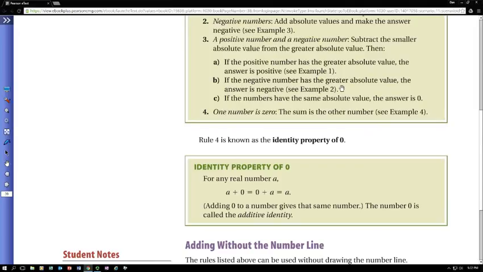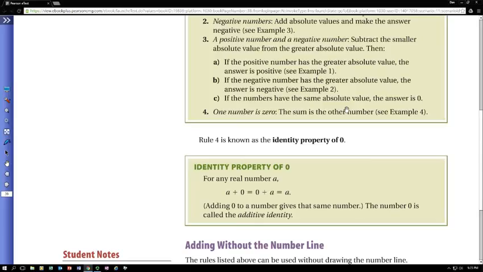This B says if the negative number has a greater absolute value, or another way to say it, the negative number is farther from 0 than the positive one, hey, I'm going to go a certain distance to the left of 0, and I'm going to go a shorter distance back. I'm going to stay on the left side of 0, still have a negative number. And then it says if the numbers have the same absolute value, the answer is 0. And those are called additive inverses.